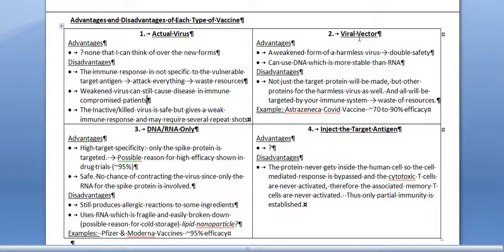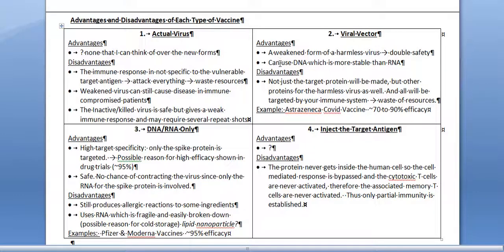All right, so viral vector advantages: it's a weakened form of a harmless virus, so you get double safety. This virus is not going to infect humans and make them sick. Plus, it's a weakened form of the harmless virus. It's like double safe.